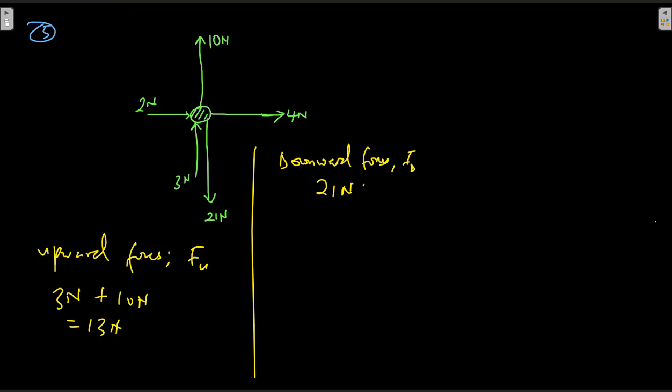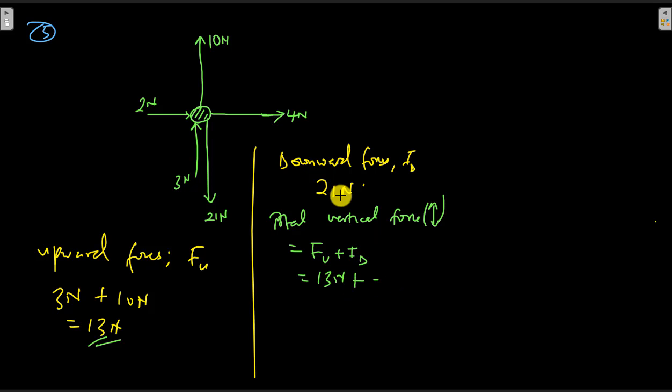So let's look at the total vertical force. This is important. Vertical means forces in this direction, up or down. This is going to be equal to the forces upwards plus the forces downwards. The upward forces, we have 13 newtons. The downward forces, that's 21. We know that it's negative because it's downwards.